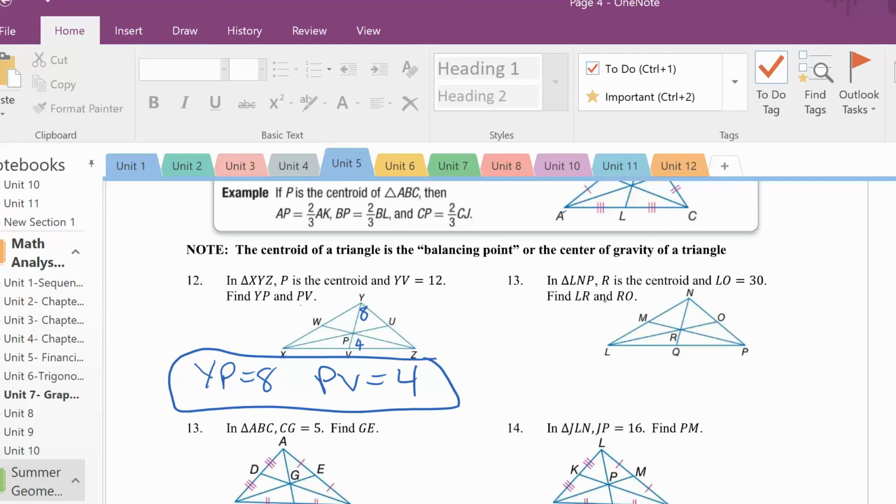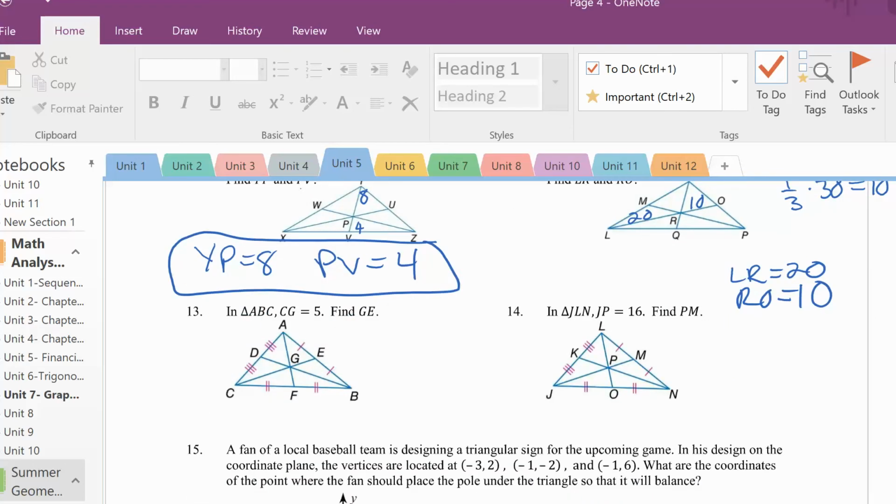So number 13, triangle LNP, R is the centroid and LO is equal to 30. So 1/3 of 30 would be 10. So that means the smaller part, RO, is 10. And LR is double, so that means 20. So LR is 20, RO is 10.